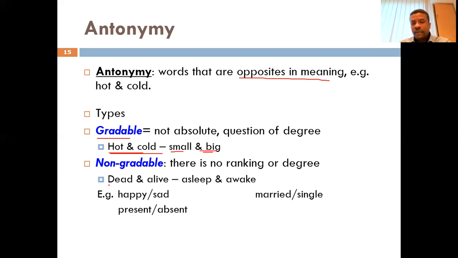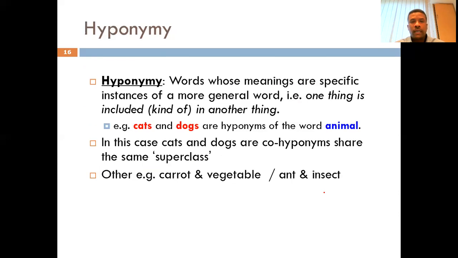Non-gradables are also antonyms, or antonyms can also be non-gradables, but we know that we cannot measure it somehow. Like dead and alive are antonyms; they are opposite, but you cannot measure it. We have asleep and awake, happy and sad, present and absent, married and single. So antonym is concerned about having a relationship with opposite meaning.